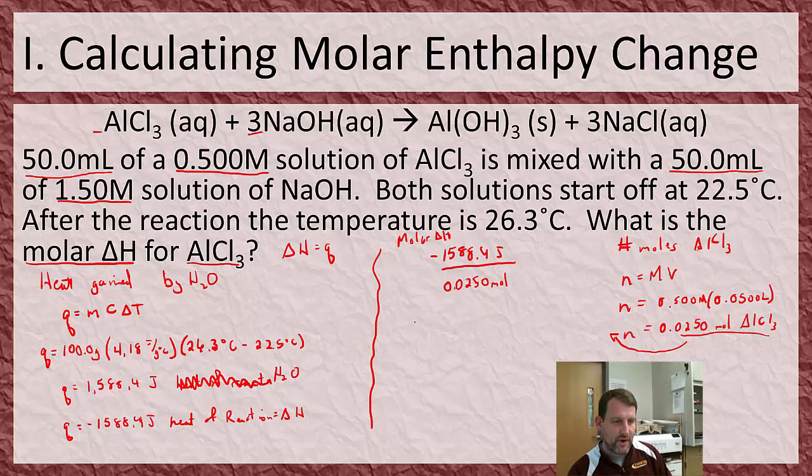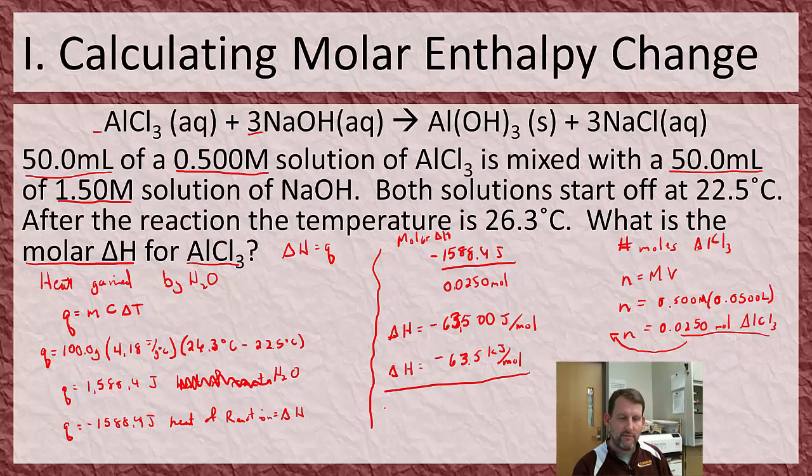When I divide these two, I get a delta H value equal to negative 63,500 joules per mole of aluminum chloride. So my delta H can also be written as negative 63.5 kilojoules per mole to get rid of that big number there. And this is the value that we might then put into a textbook or onto a table to let people know how aluminum chloride works in this reaction.